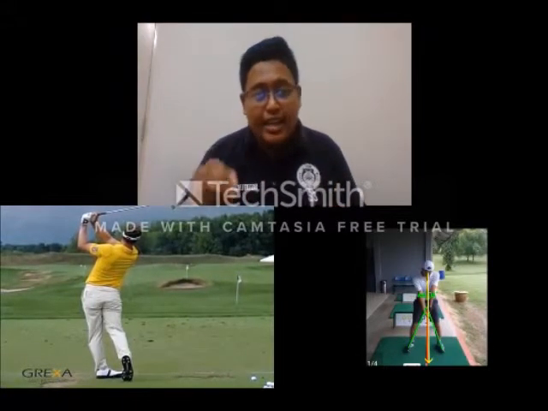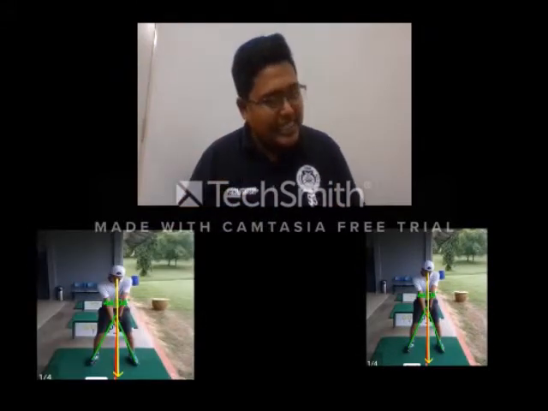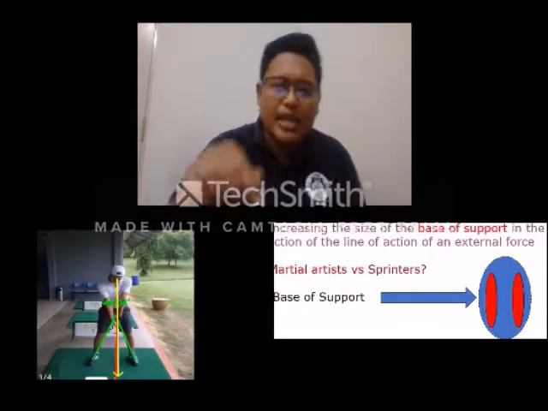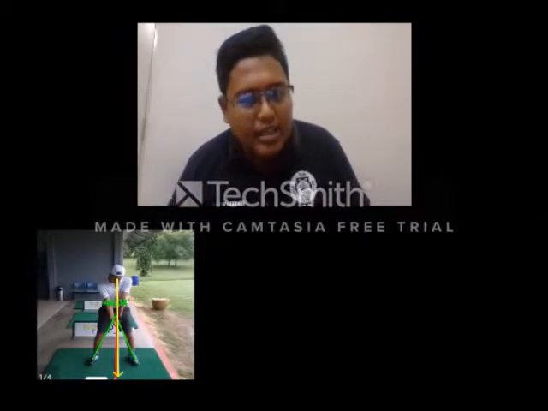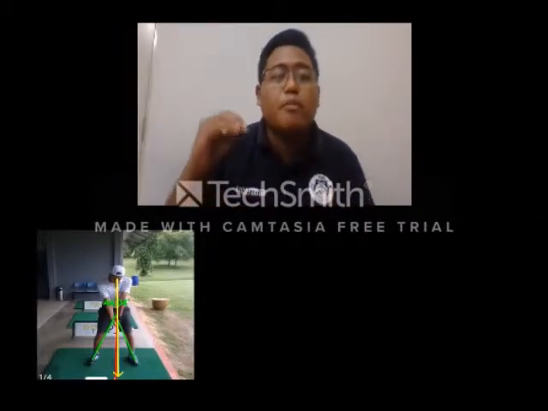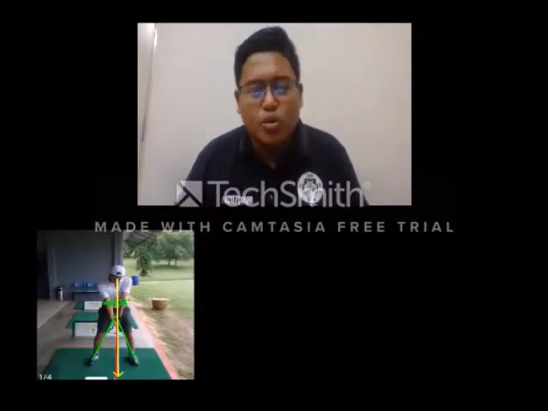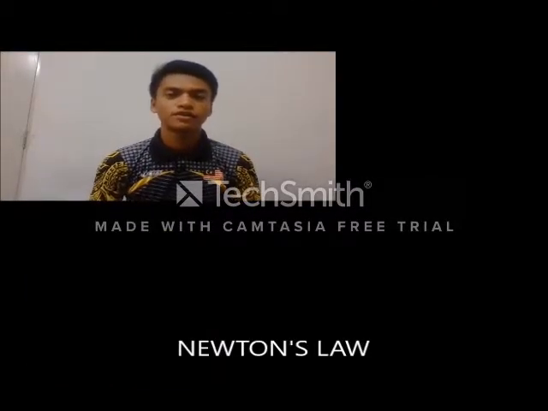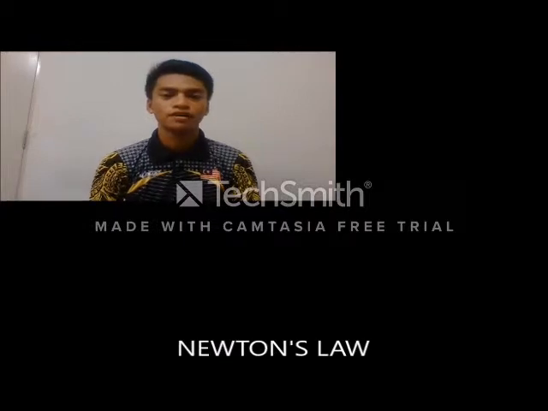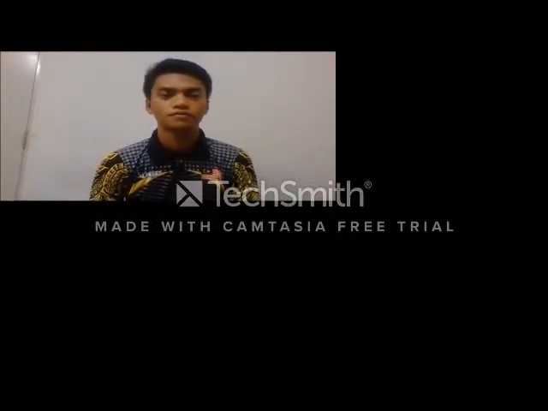Last but not least, the base of support. You can see the picture down there. He widened his spread of leg. Why? He wants to gain more stability. So, stay tuned, guys. We will proceed to Newton's laws of motion that are involved in the downswing in golf.